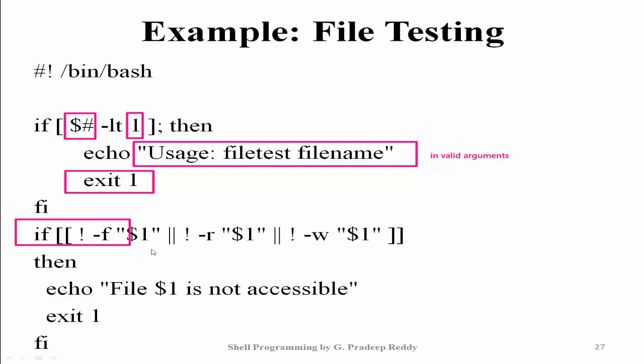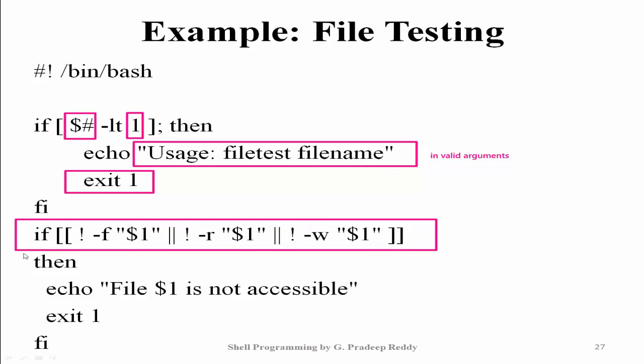Next, here you are using an if statement, and you are going to use a particular file which you have sent as positional parameter 1. For example, you have specified a program with file.txt. File.txt is passed as argument 1. Now it is a file.